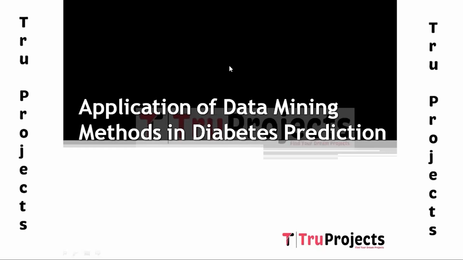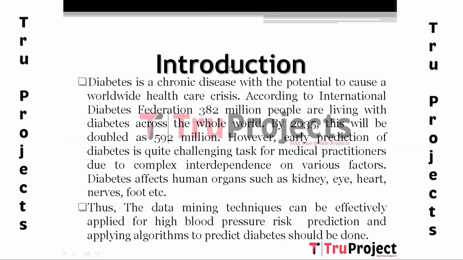In this video, we are going to explain the project titled Application of Data Mining Methods in Diabetes Prediction. The human body needs energy for activation. Carbohydrates are broken down into glucose, which is an important energy source for human body cells. Insulin is needed to transport the glucose into the body cells.